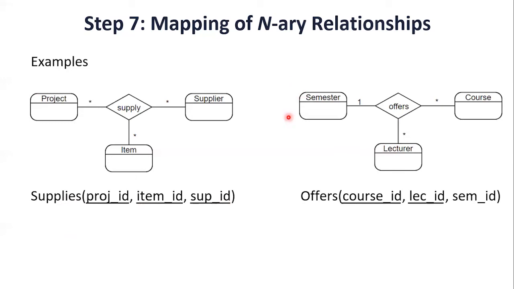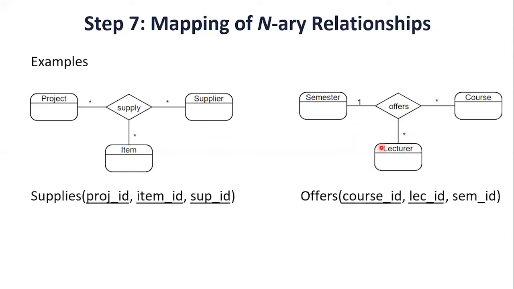And here we have a different example. Again, a three-way relationship where a particular course is conducted by, or offered by, a particular lecturer in a particular semester. But in this case, the semester side has the cardinality of 1. That means a particular course conducted by a lecturer is offered in a single semester. For one combination of lecturer and course, it is only available in one semester.